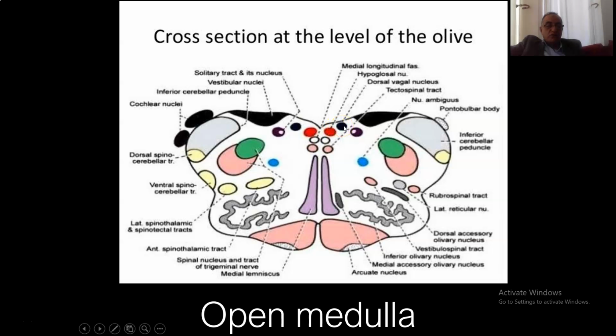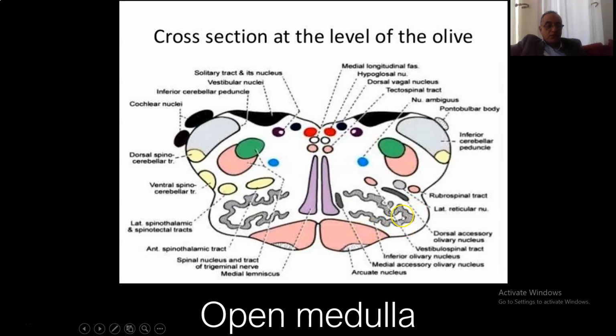Vagal triangle, dorsal motor nucleus of the vagus. Lateral to it, the vestibular area, and the solitary nucleus here. Anteriorly, we have the pyramid with the arcuate nucleus, and then the olive harboring the inferior olivary nucleus, and it is an extrapyramidal system, part of the system, and responsible for the tone and posture.